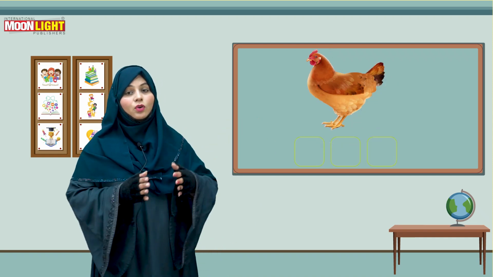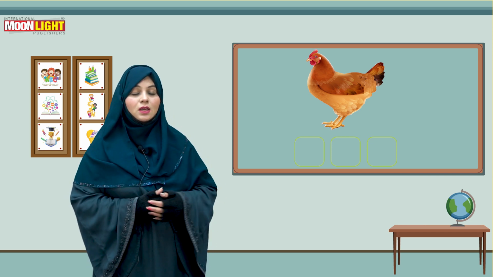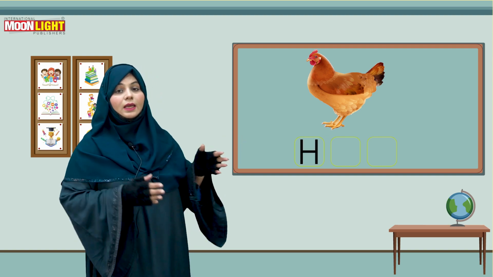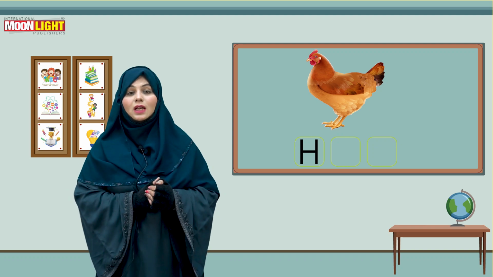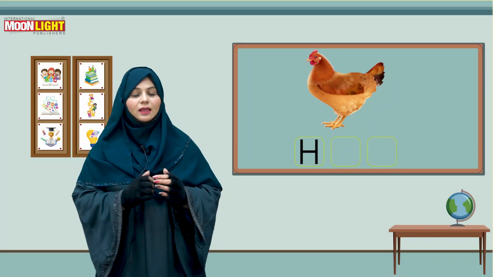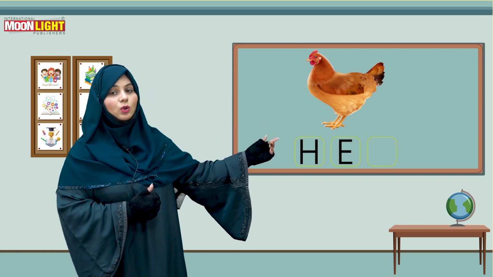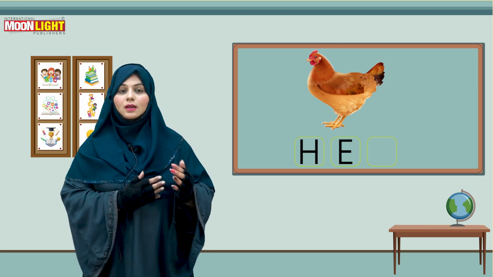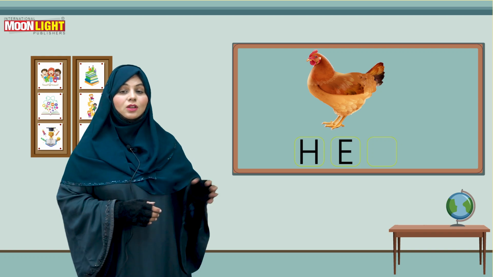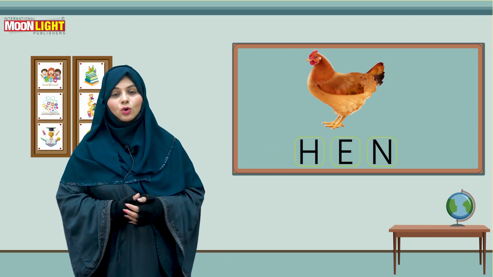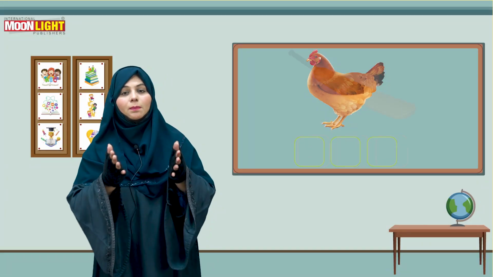Moving to the next picture, and this is the picture of hen. Focus on my first sound. H says H. So write H over here. Hen. So the second sound is A. E says A. Very good. Now write E in the second block. The last sound is N. Hen. So write N in the last block. It's hen.